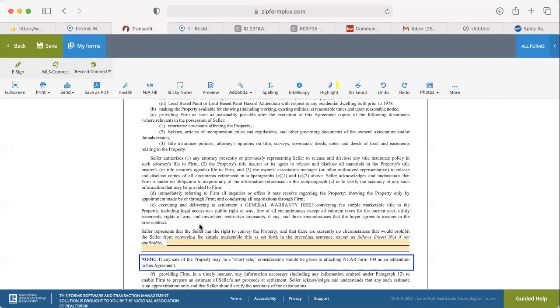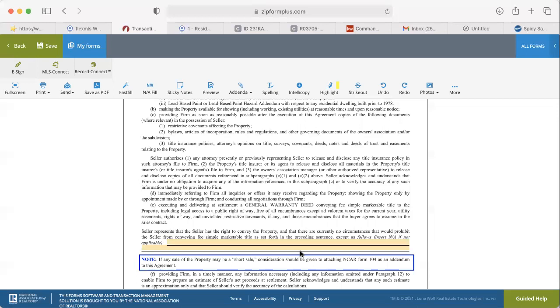This also says that they will provide a general warranty deed, which is the highest form of ownership in the state of North Carolina. Then it says that the seller represents that the seller has a right to convey the property. And there are currently no circumstances that would prohibit the seller from conveying fee simple marketable title as set forth in the preceding sentence, except as follows.